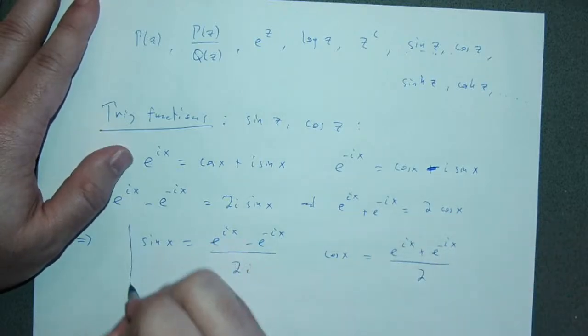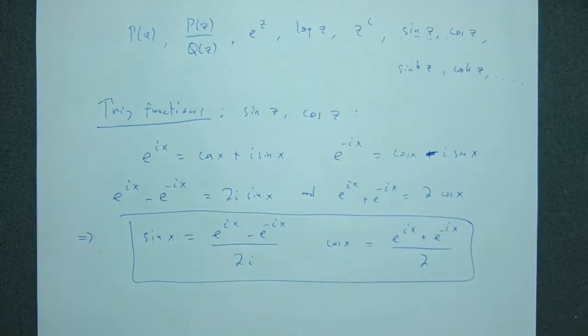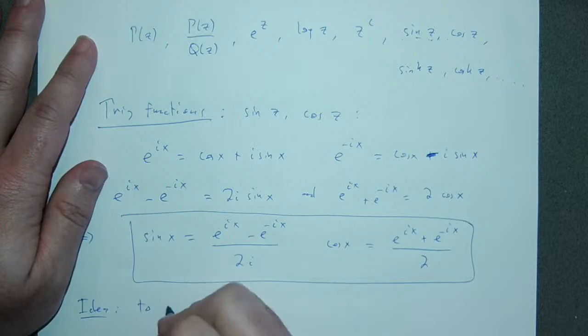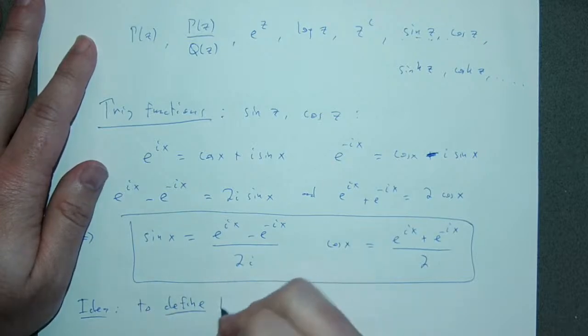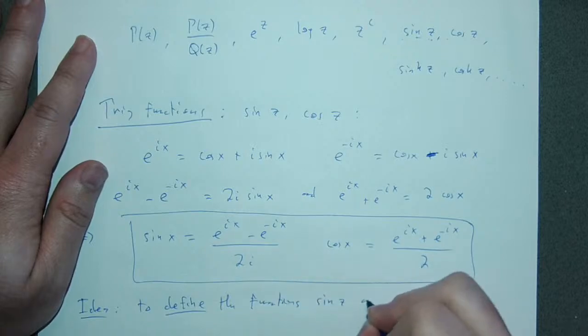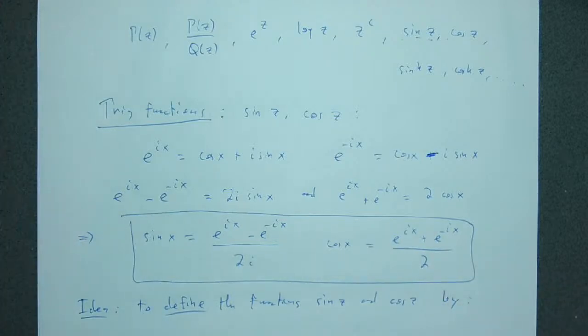And now it becomes clear what I was talking about when I said this is going to lend itself easily to talking about hyperbolic sine and cosine, because notice that this is very similar to how hyperbolic sine and cosine are defined, as real valued functions anyway. And so what is the idea? To define the functions sine z and cosine z by the similar formulas for generic z.